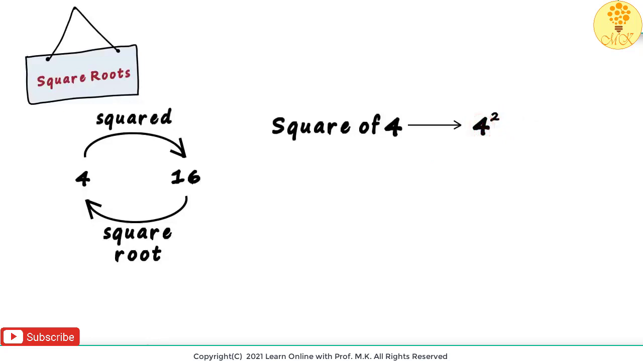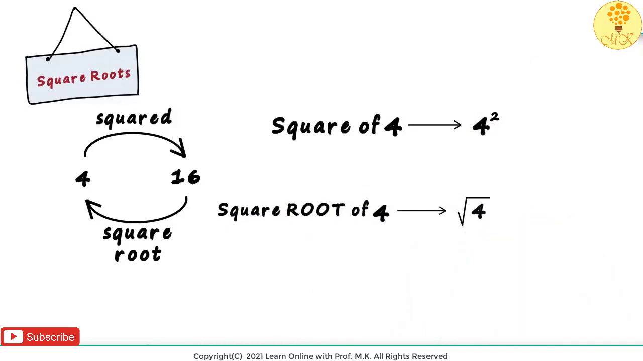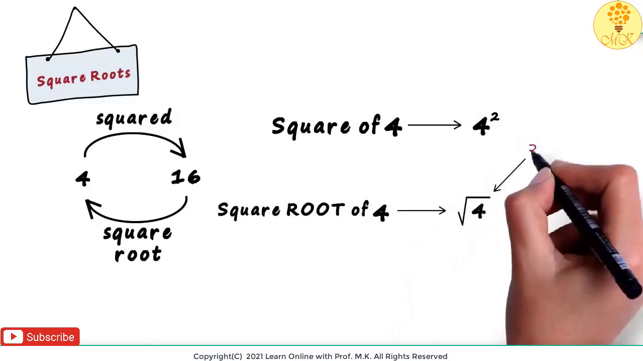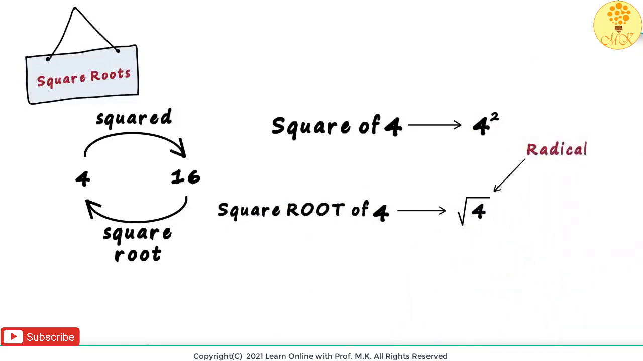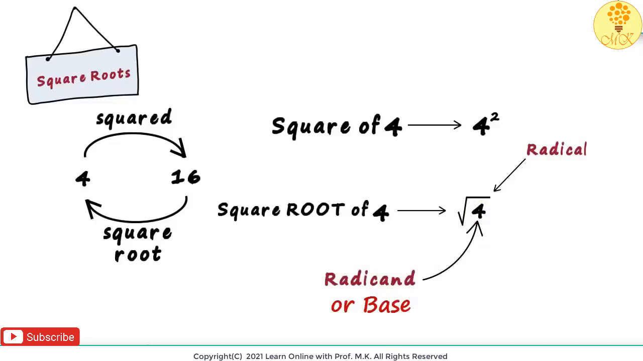Now how do we represent the square root of 4? Well, this is how we write it. This symbol is called the radical or the square root, and the number inside this symbol is called the radicand or the base. That's the first thing we learned, how to represent a square root.